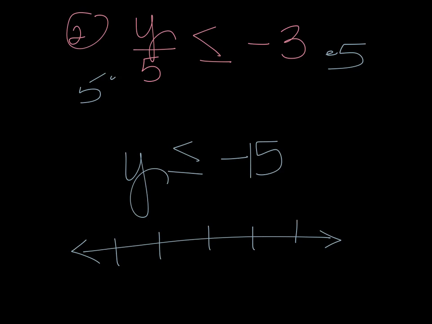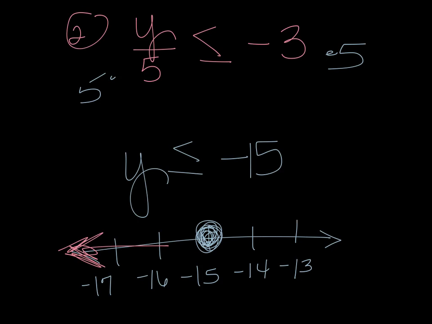On my number line, my solution goes in the middle with 2 numbers on each side. My circle is closed because it's an or equal to. Since my variable's on the left, my sign can be an arrow for me. And I'm going to shade to the left.